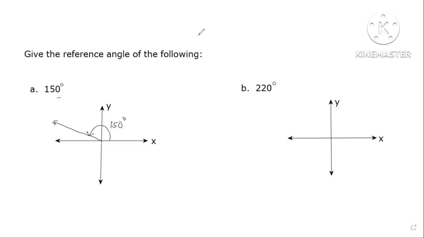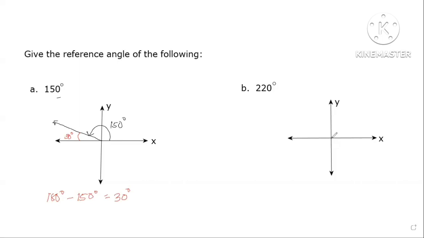Now, nasaan ang reference angle? Di ba sabi natin, the reference angle is the positive acute angle made by the terminal side with the x-axis. So, nasaan yon? Ito po yon. Okay? So, how do you get the measure of this angle? We simply subtract 150 from 180, right? So, 180 degrees minus 150 degrees is equal to 30 degrees. So 30 degrees is the reference angle of 150.